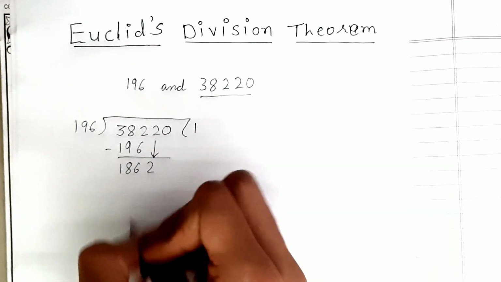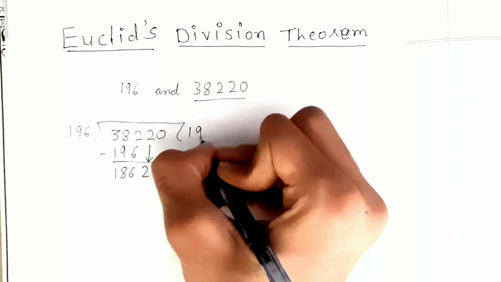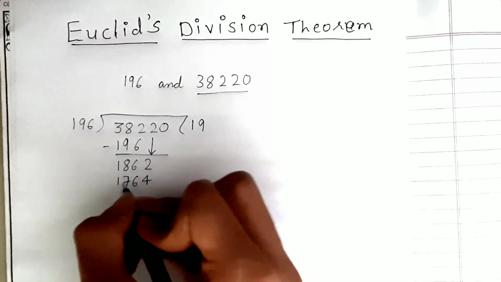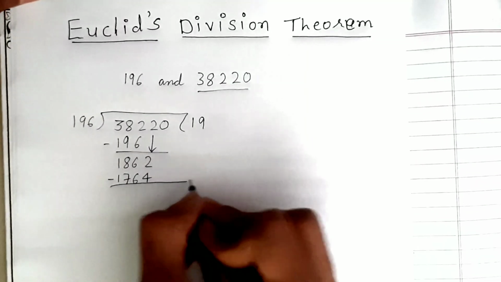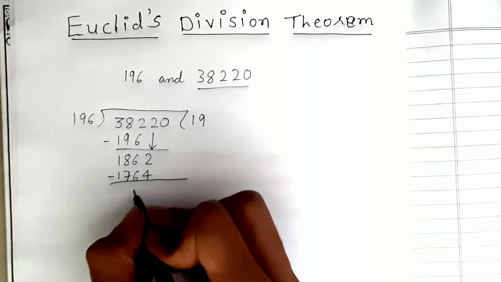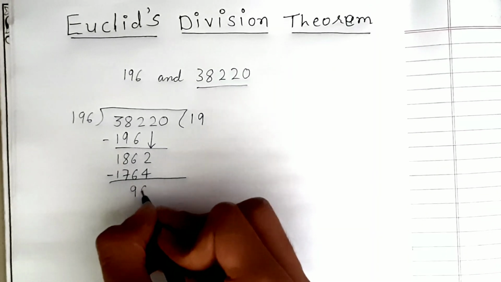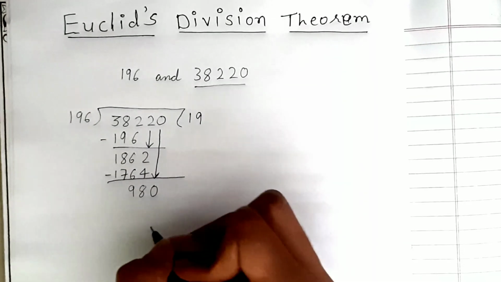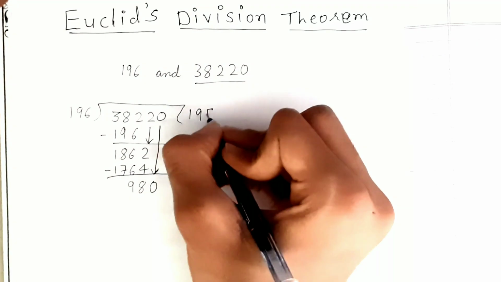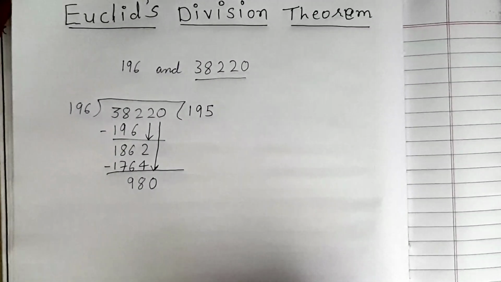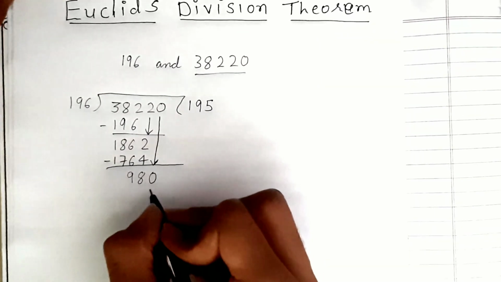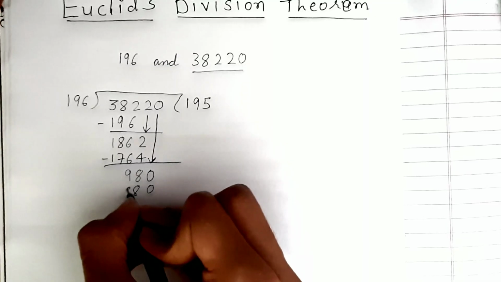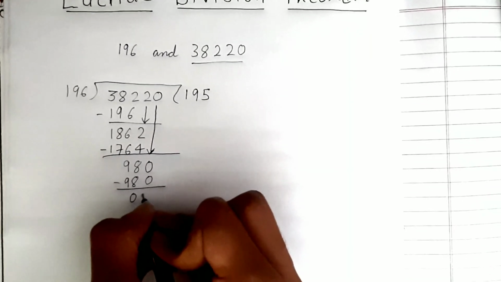So we have 1862. We'll take 9 and it would be 1764. On subtracting it, we'll get 98, and now we'll bring the 0 down. So we have 980 over here. Now we'll take 5. 196 into 5 would be 980. So our remainder would be 0.